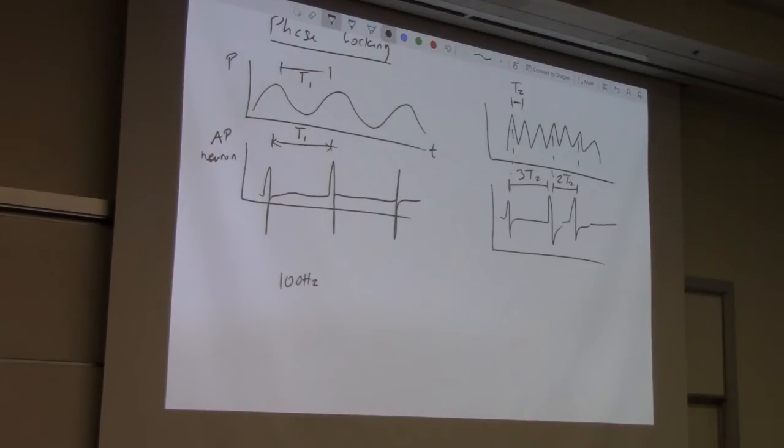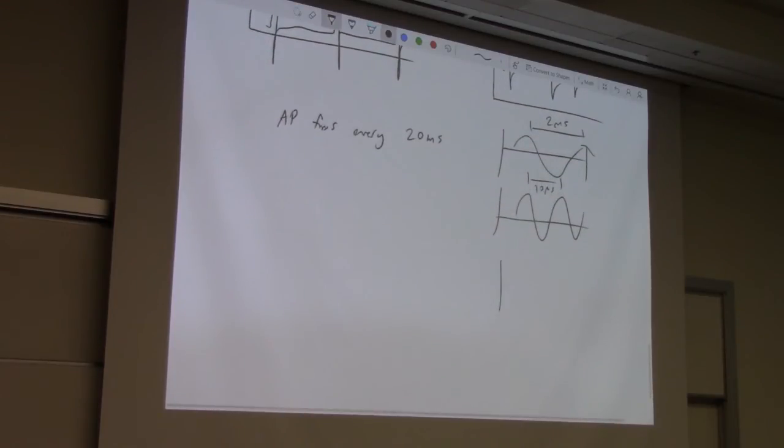We know that let's say if there's 10 periods in 100 hertz, so 100 hertz. Oh, I'm making myself in trouble here. It takes an action potential about 10 milliseconds to fire. So let's say an action potential fires every 20 milliseconds. So what that could mean is that the period is 20 milliseconds. It could also mean that the period is half of that. Or it could be really any multiple of that.